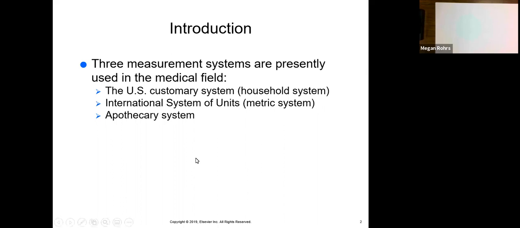And then lastly, we have the apothecary system. So this is the oldest system of measurement. We don't see this used too much anymore. However, some drugs are still measured in these units today, which is why it's important for us to go over those as well.